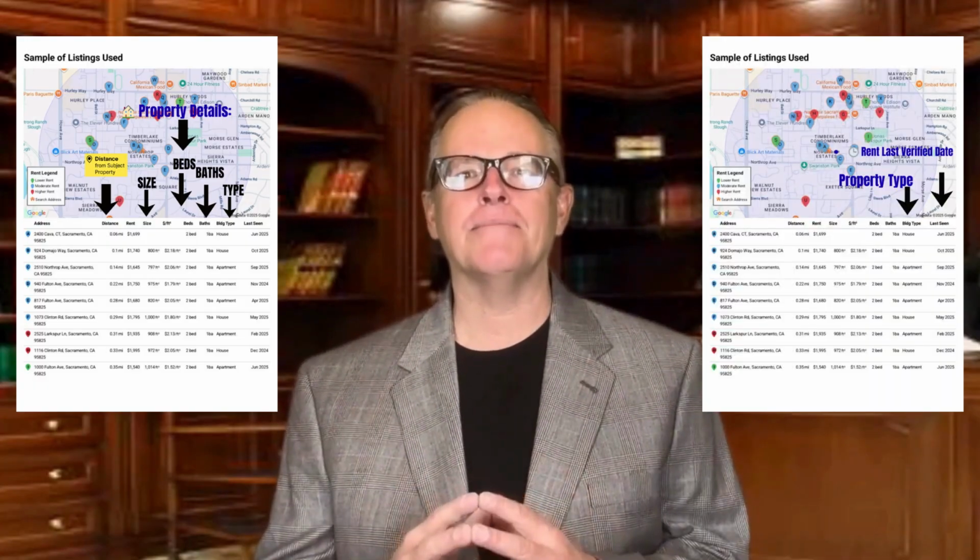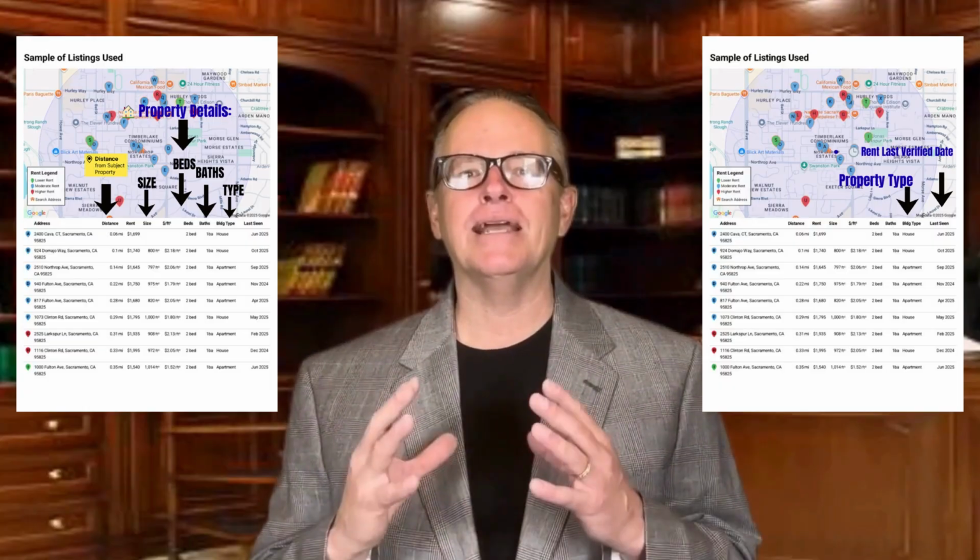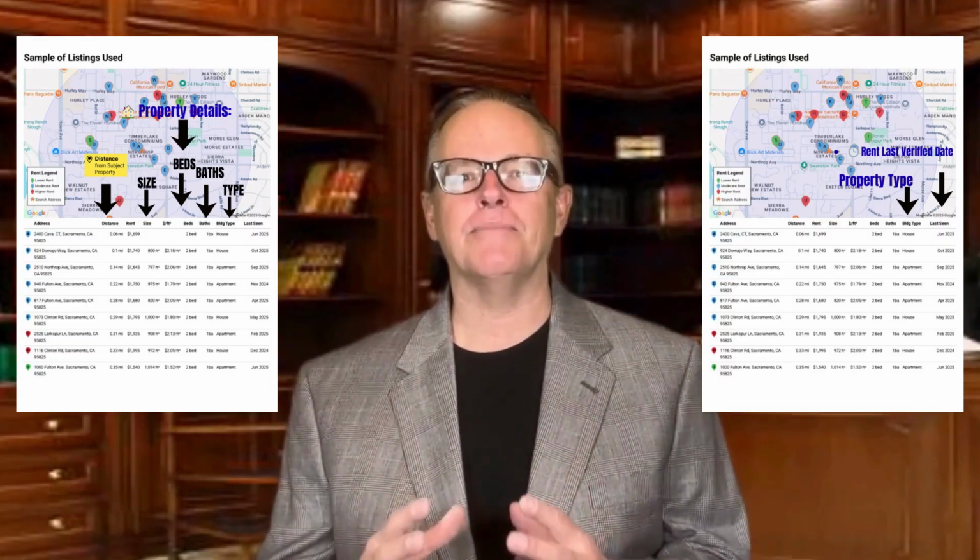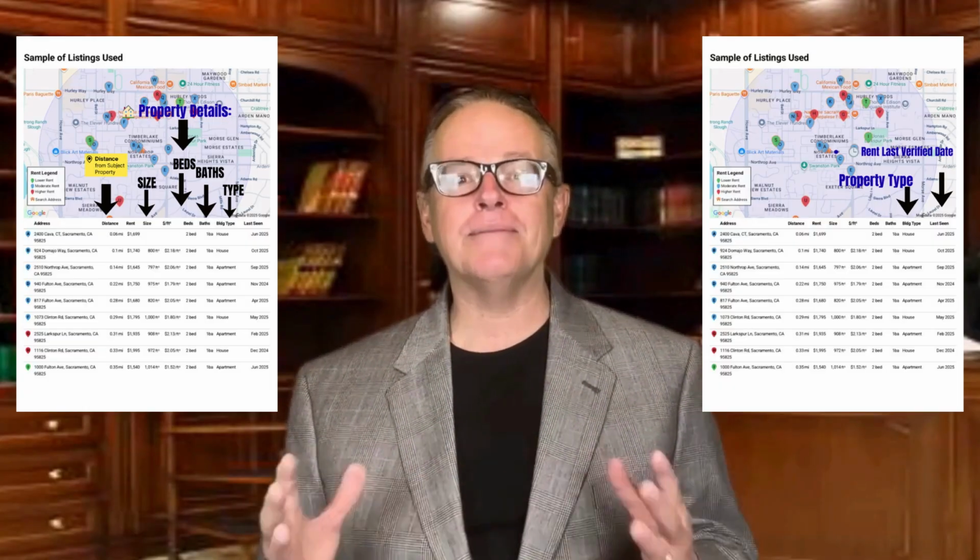Once we dig into the report, we will see that the report gives us the distance from the subject property, the size and square footage, bedrooms and bathrooms, and the type of building. It also indicates when the property was actively being marketed at that rent.